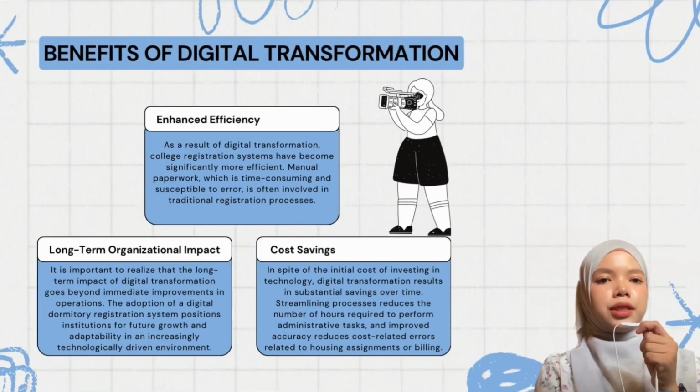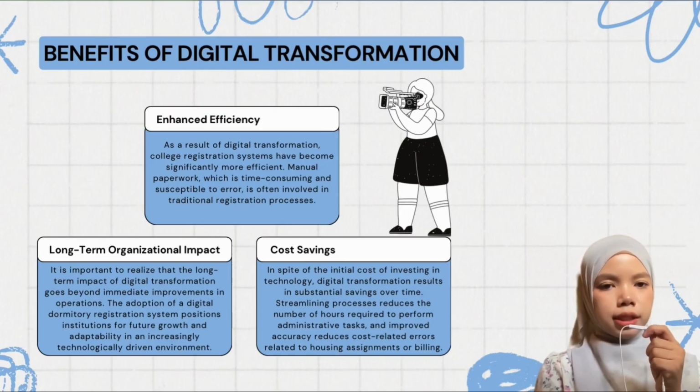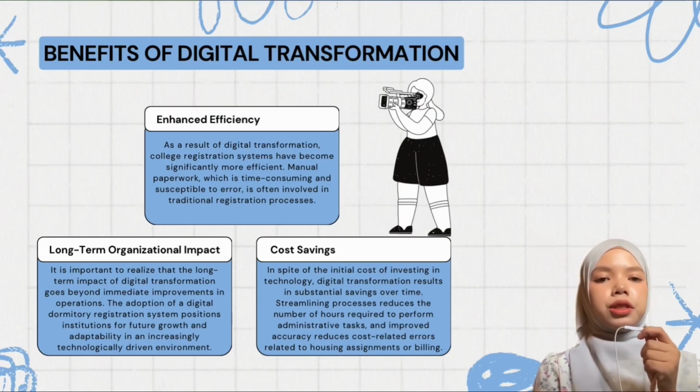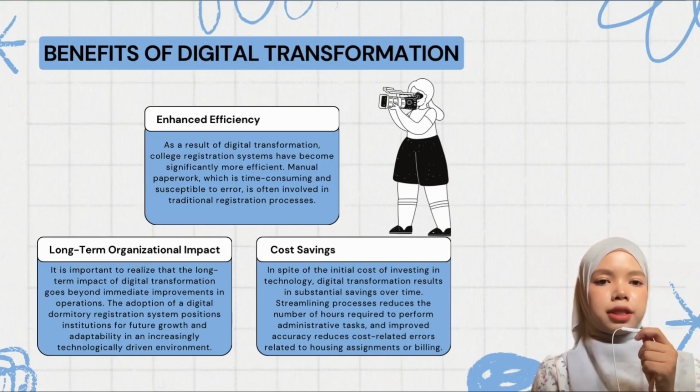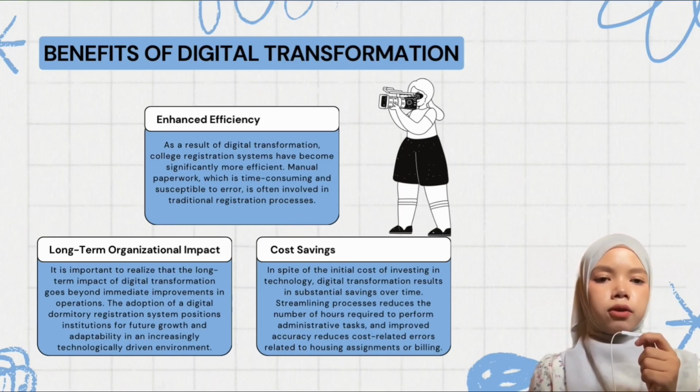As a result of digital transformation, college registration systems have become significantly more efficient. Manual paperwork, which is time-consuming and susceptible to error, is often involved in traditional registration processes. Digital transformation in dorm registration systems streamlines the entire process, reducing the time and effort required for both students and administrative staff. Traditional paper-based systems often involve manual data entry, physical paperwork, and lengthy approval processes. By transitioning to a digital platform, institutions can automate many of these tasks.